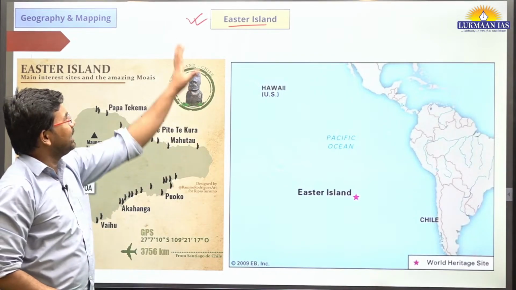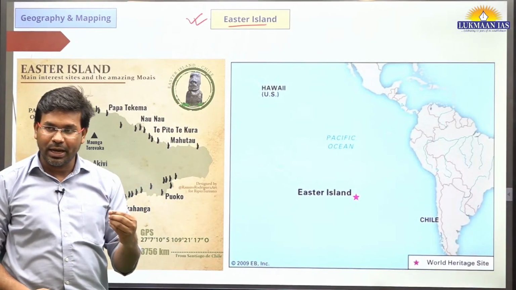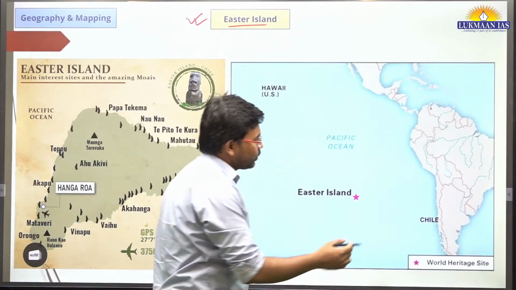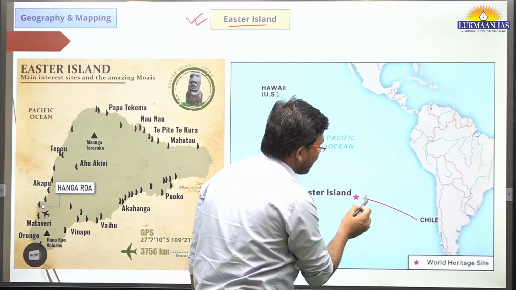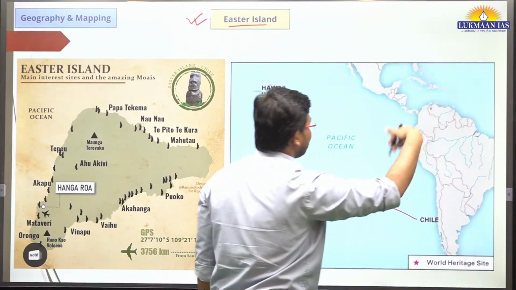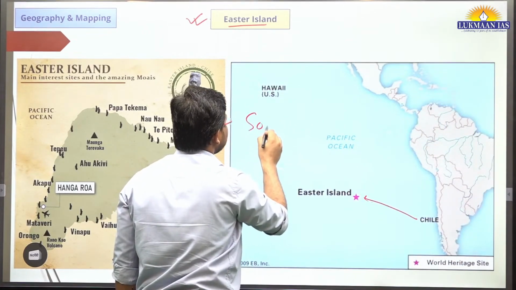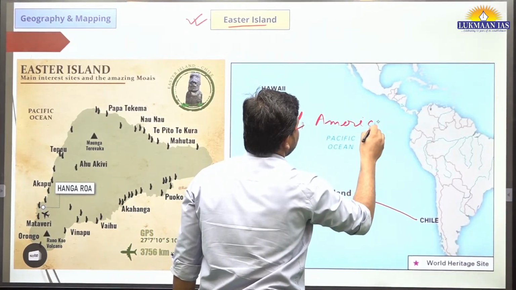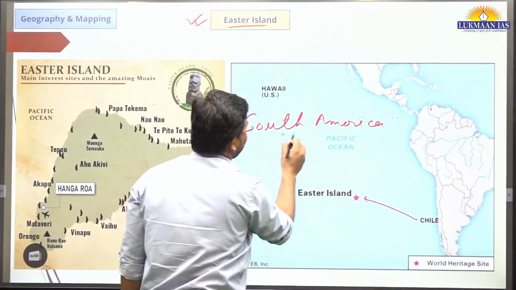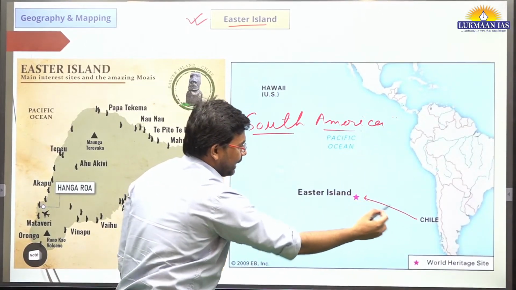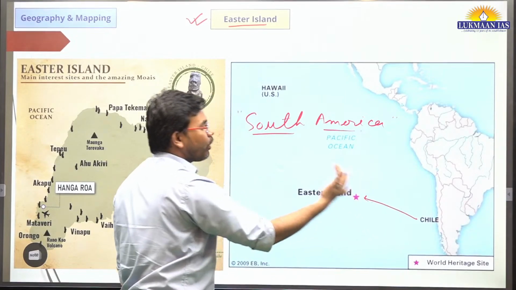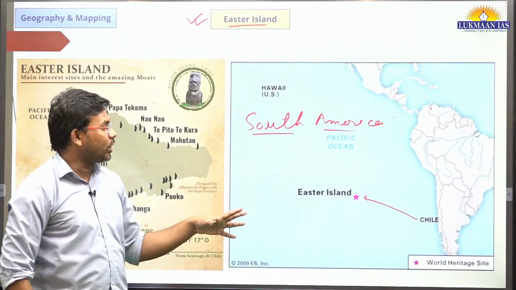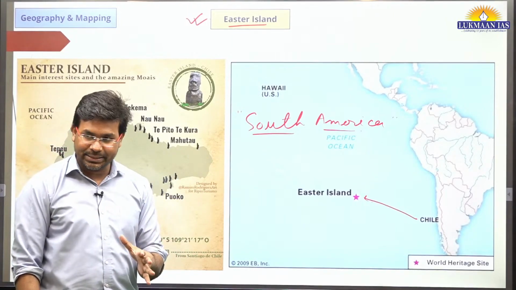Okay. So Easter Island is a very small island which is located off the coast of Chile. Chile is a country in South America. So this continent is South America, also known as Latin America. Here we have Chile, and this island, Easter Island, is located off the coast of Chile, and it is very far away from Chile. And this is one of the most isolated islands in the world.